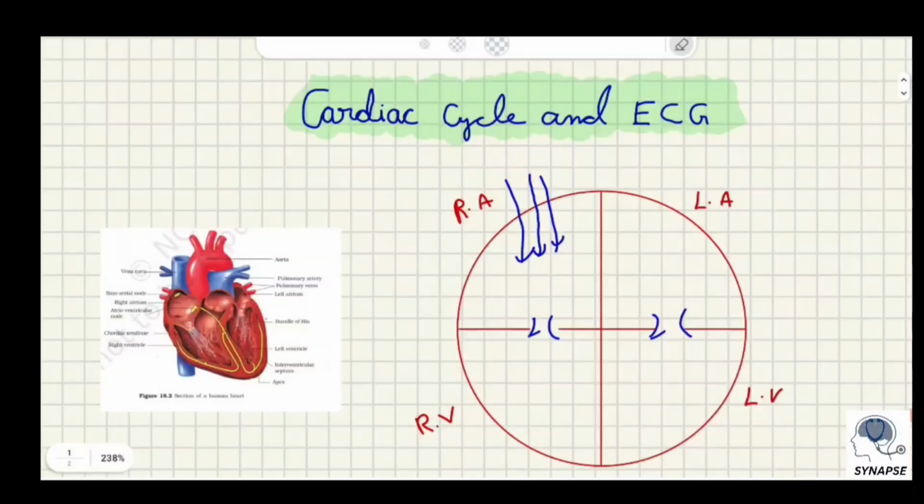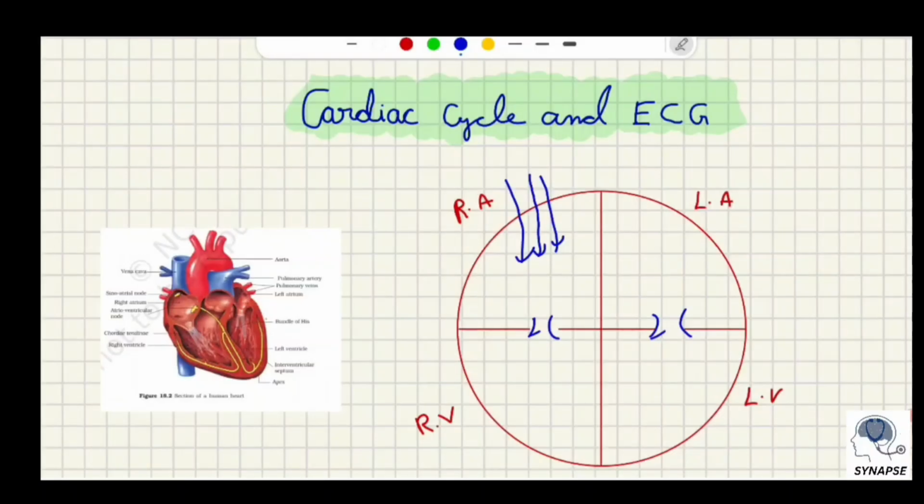Cardiac cycle and ECG. So when I say cardiac cycle, what do I mean? In its most layman term, we can define it as a cyclic set of sequential events, which involves pressure and volume changes as well as depolarization and repolarization changes within the four chambers of the heart, due to which the heart can pump. It goes through sequential contraction and relaxation, and blood is either expelled out of the heart or gets into the heart. This is the most layman definition of the cardiac cycle.